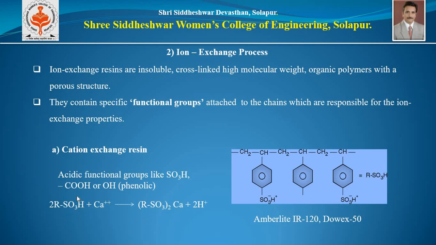Now when this cation exchange resin RSO3H comes in contact with water in which hardness producing salts are present, the cation part, suppose calcium, exchanges with the hydrogen of the sulfonic acid and the hydrogen ions are replaced, and a salt is obtained which is retained in the resin. Like this, the calcium part, that is the cation part of the hardness producing salt, is removed.